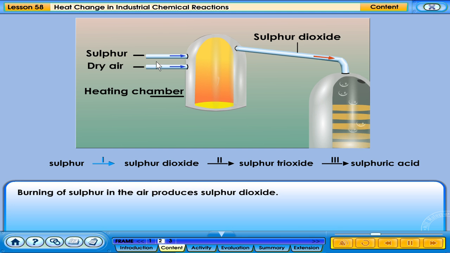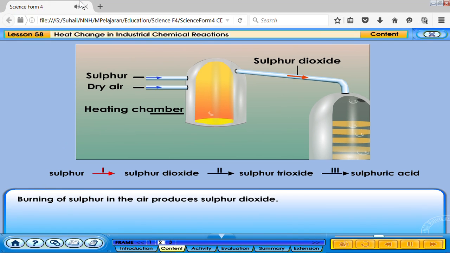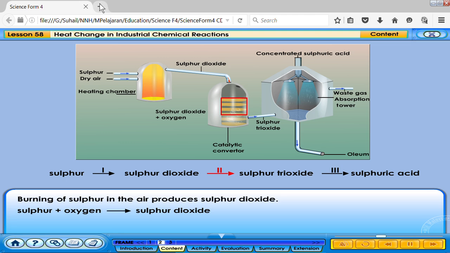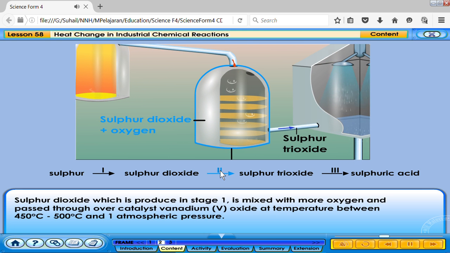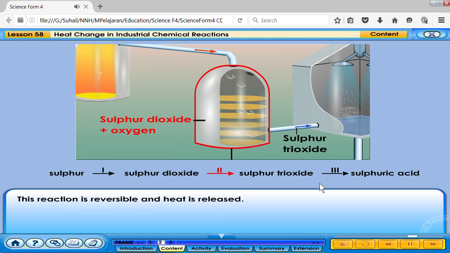Burning of sulfur in the air produces sulfur dioxide. Sulfur dioxide, which is produced in stage 1, is mixed with more oxygen and passed over catalyst vanadium 5 oxide at temperature between 450 to 500 degrees Celsius and 1 atmospheric pressure. This reaction is reversible and heat is released.